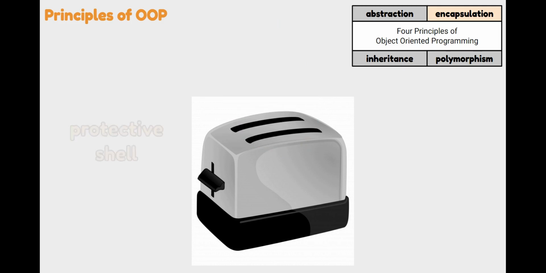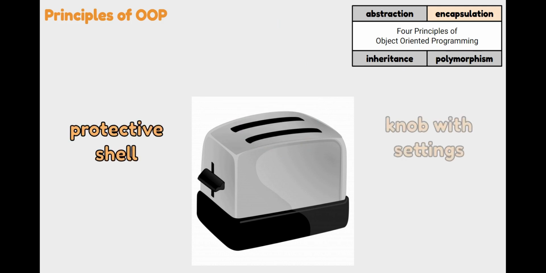So, part of encapsulation is that the toaster has a protective shell to keep you away from the insides from messing up any of those complex pieces of machinery in there. It also has a knob with settings that allow you to change some of those operating values, but you can only change them within safe boundaries. You can only turn the heat down so low, and you can only turn the heat up so high. That's not the hottest a toaster can get, but it's the hottest that they will allow you to have the toaster to get.